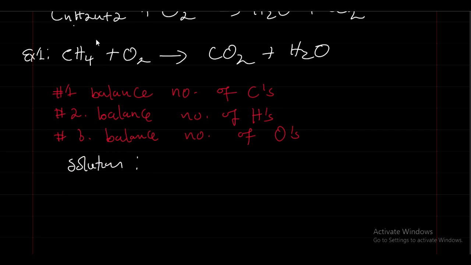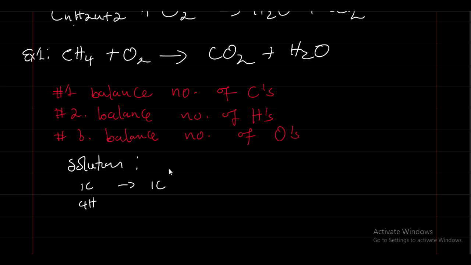Let's start by balancing the number of carbons. On the left, I have 1 carbon. On the right, I have 1 carbon. So I can say my carbons are balanced. Now let's go to hydrogens. On the left, I have how many hydrogens? I have 4 hydrogens. On the right, I have what?